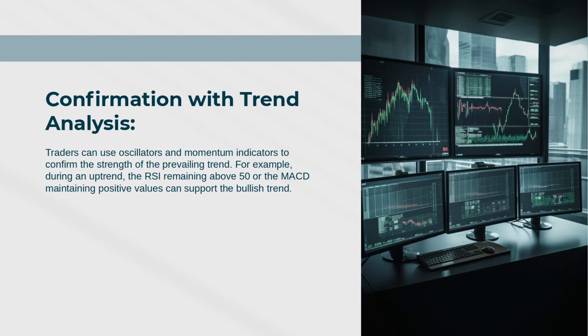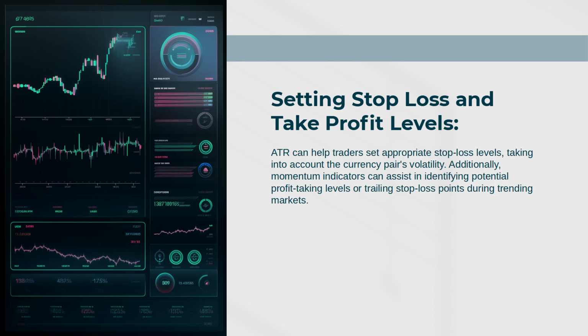Confirmation with trend analysis. Traders can use oscillators and momentum indicators to confirm the strength of the prevailing trend. For example, during an uptrend, the RSI remaining above 50 or the MACD maintaining positive values can support the bullish trend. Setting stop loss and take profit levels. ATR can help traders set appropriate stop loss levels, taking into account the currency pair's volatility. Additionally, momentum indicators can assist in identifying potential profit-taking levels or trailing stop-loss points during trending markets.